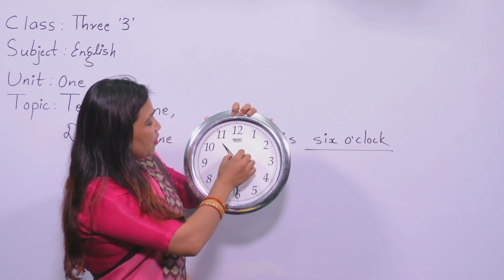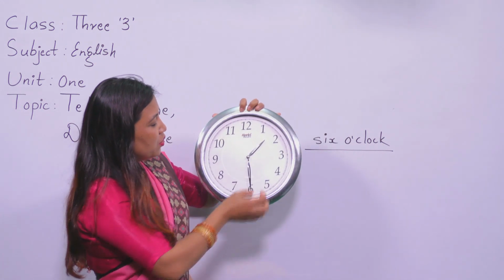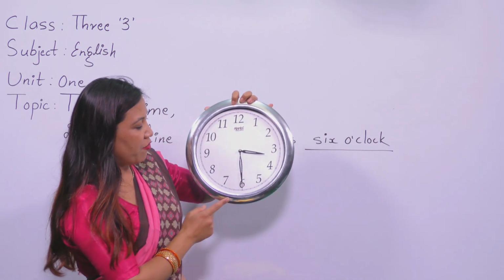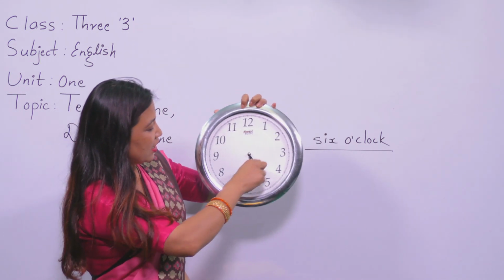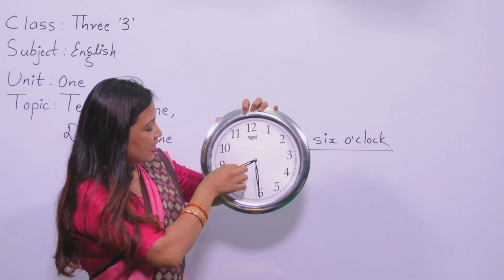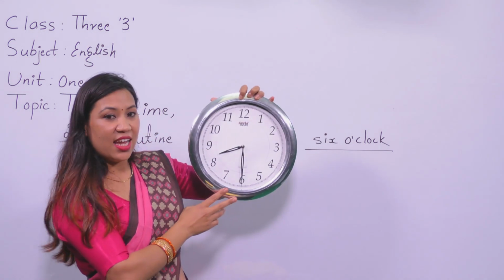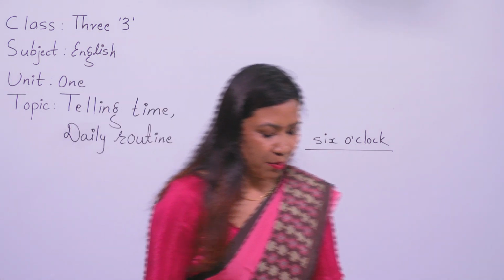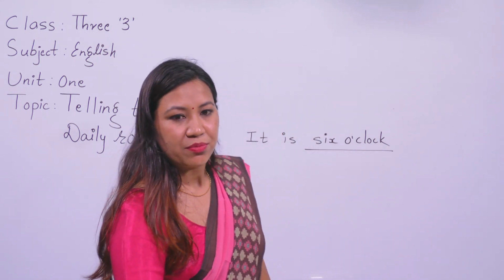Similarly, you can see if it is between 1 and 2, it is 1:30. If it is between 3 and 4, it is 3:30. If it is between 8 and 9, it is 8:30, right? It's very easy. Now, I think you all are very clear about it, right?